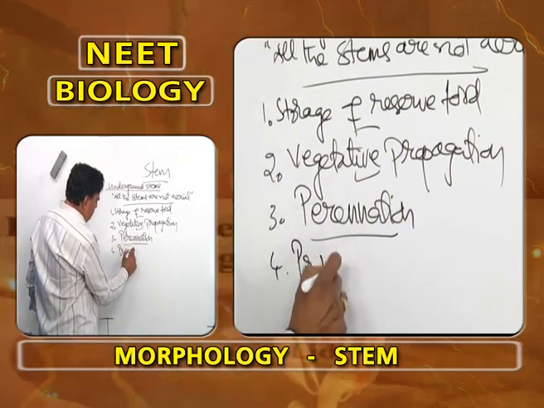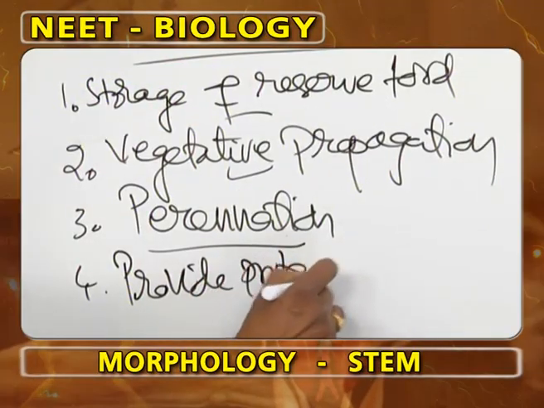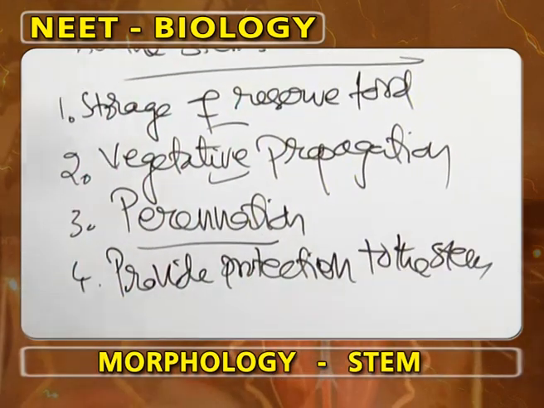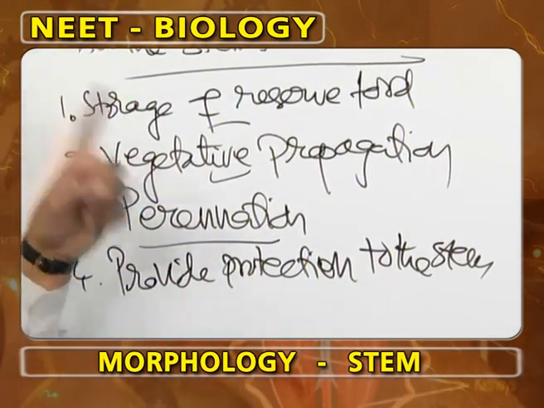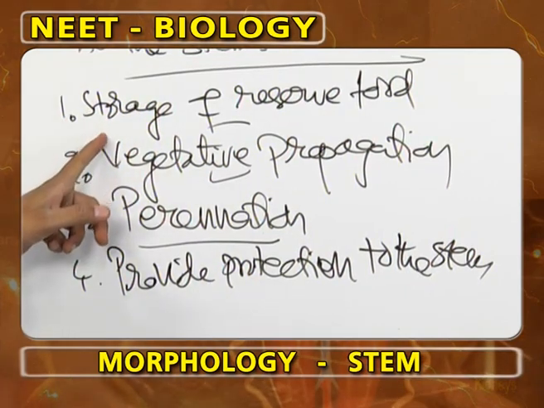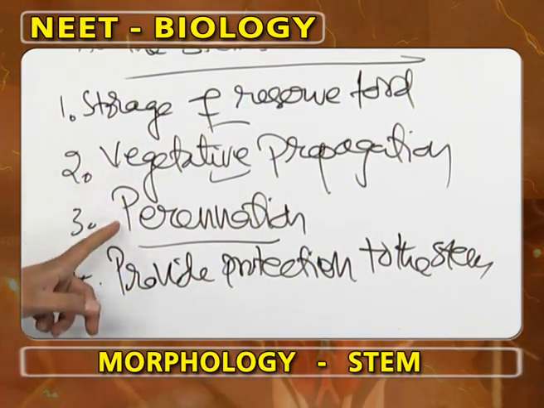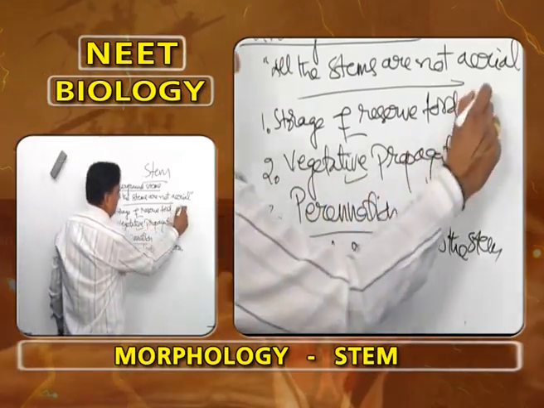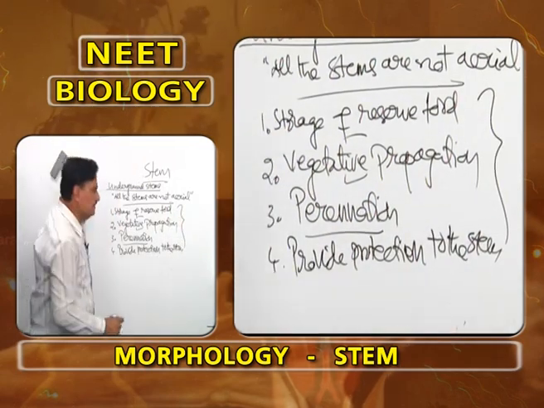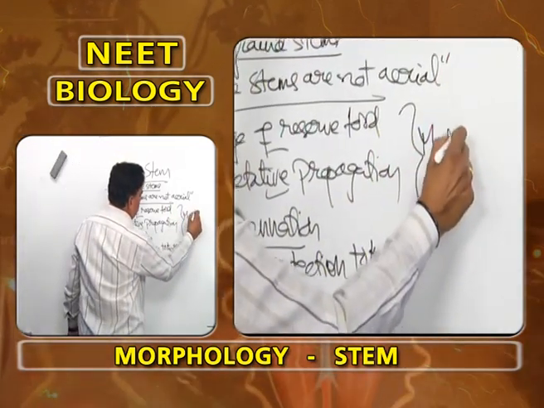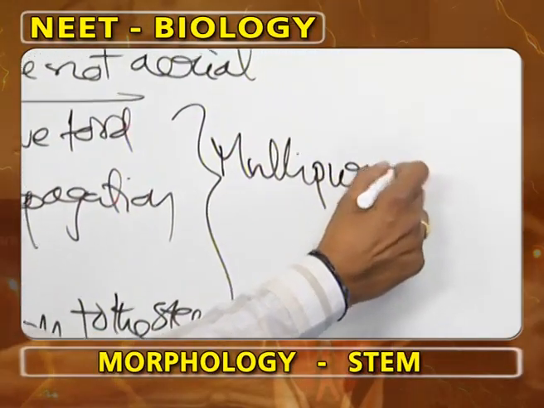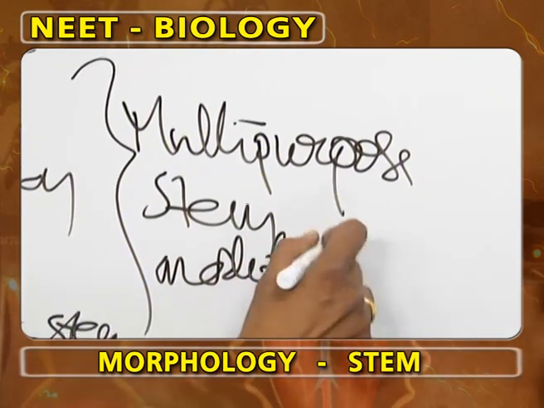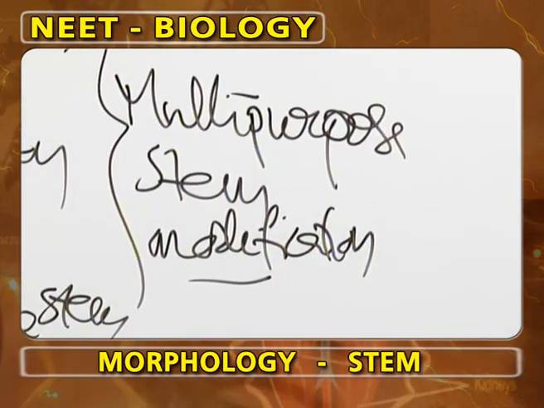And the fourth is that they provide protection to the main stem from grazing animals. As a single modification doing storage of reserve food, vegetative propagation, perennation, and providing protection to the main stem from grazing animals, these underground stem modifications are also popularly called multi-purpose stem modifications.